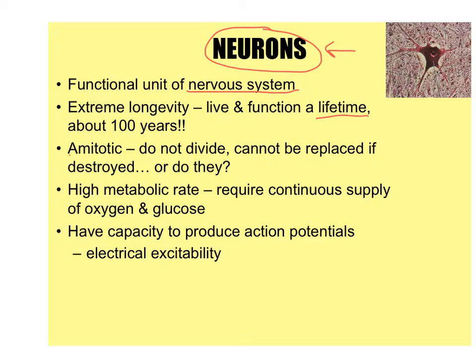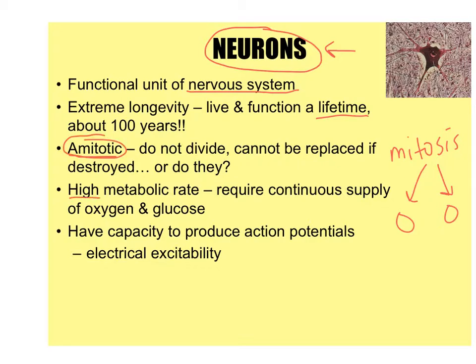Neurons are what's called amitotic. That means they do not go through mitosis. For those of you guys that remember way back in regular bio, mitosis, that's how your cells reproduce. That's how one cell will turn into two cells. Well, neurons don't do this. So you have all the neurons you're ever going to have right now. So you cannot make new neurons. That's what amitotic means.